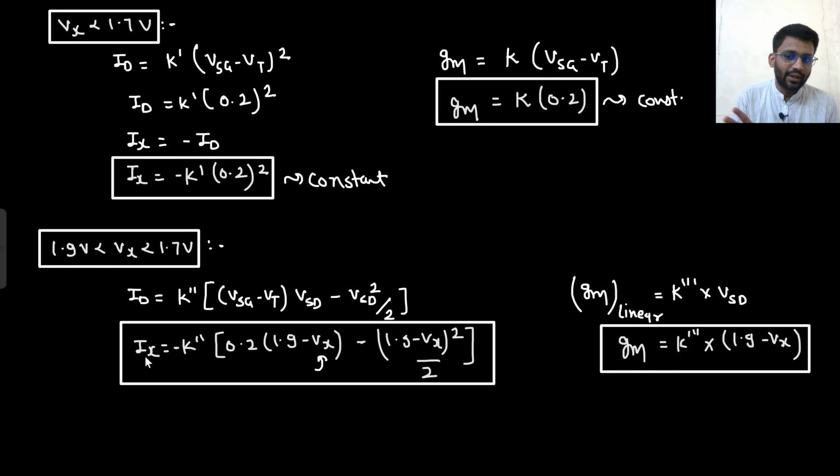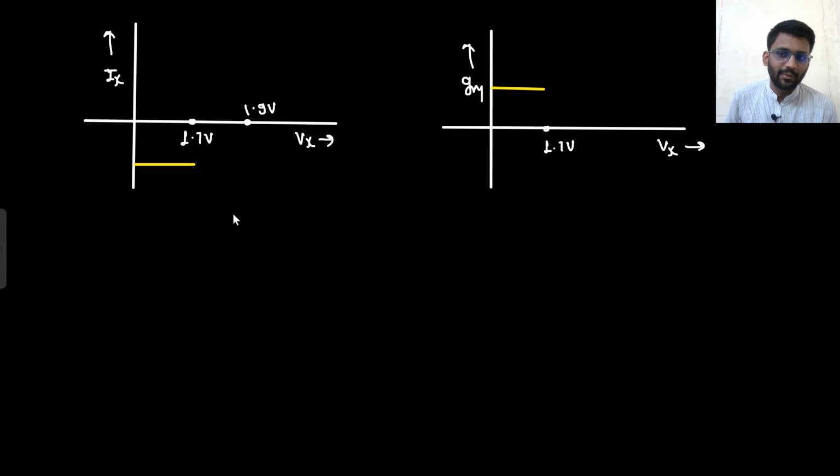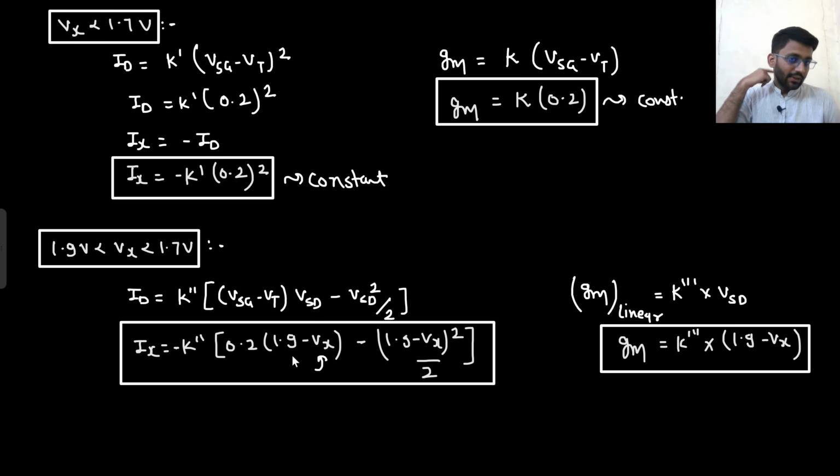At Vx equals 1.9, what will be the current? At Vx equals 1.9, the current will be 0. So I know the current will go like this, from here to here, right? It will go nearly linear. Although this expression is also there, so it will not be completely linear, but nearly linear it would be.